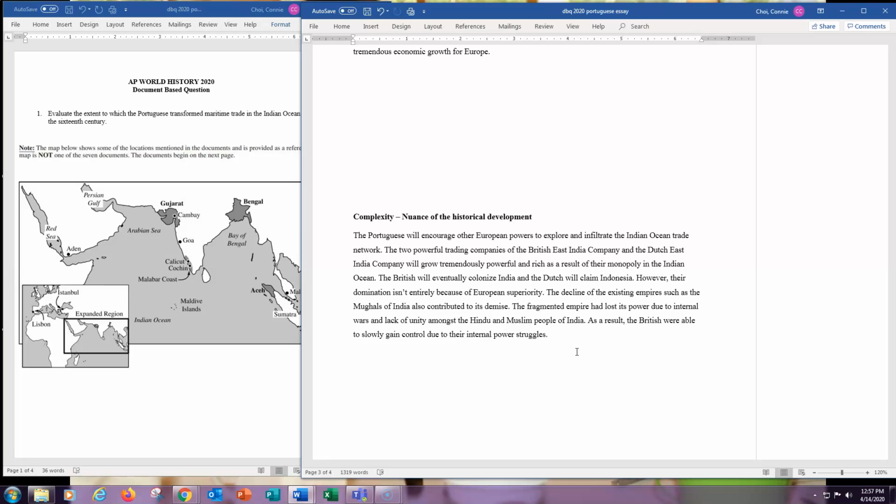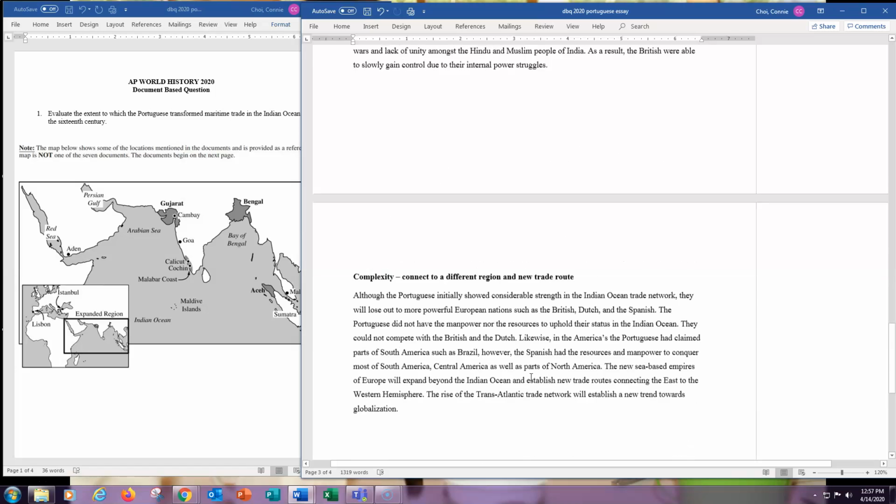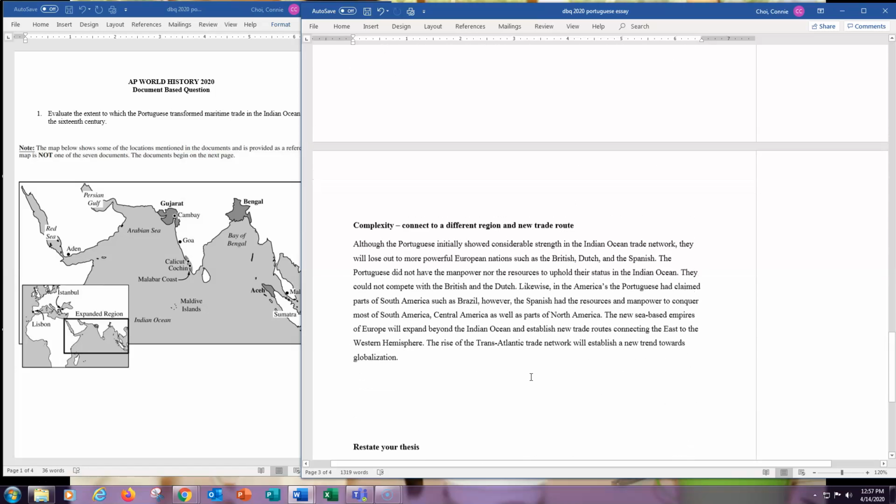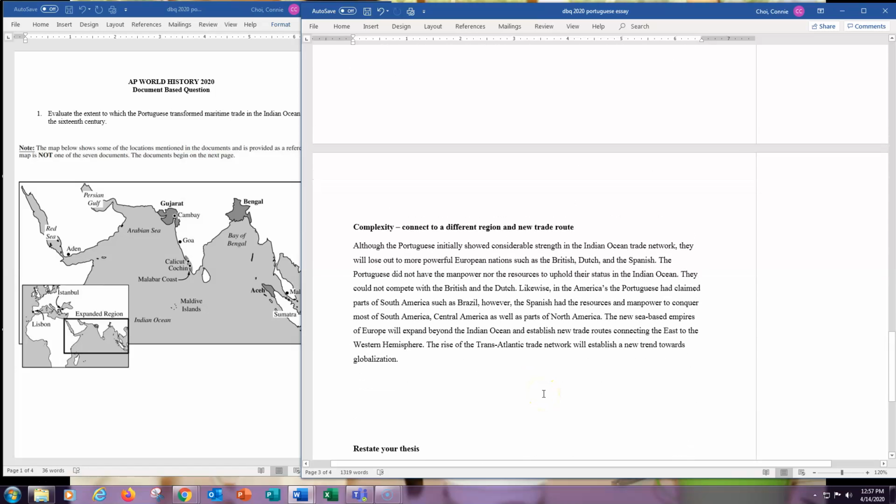And the British will basically take advantage of that internal weakness, and they will slowly encroach upon the subcontinent and establish themselves as the rulers of India. Ultimately, the British crown taking control in the 19th century and becoming the British Raj. That is the nuance.